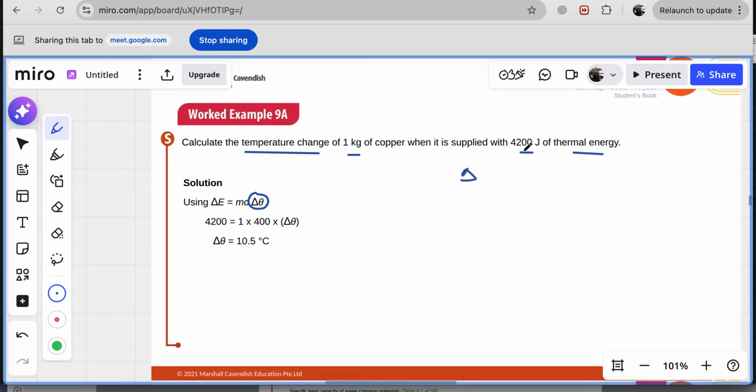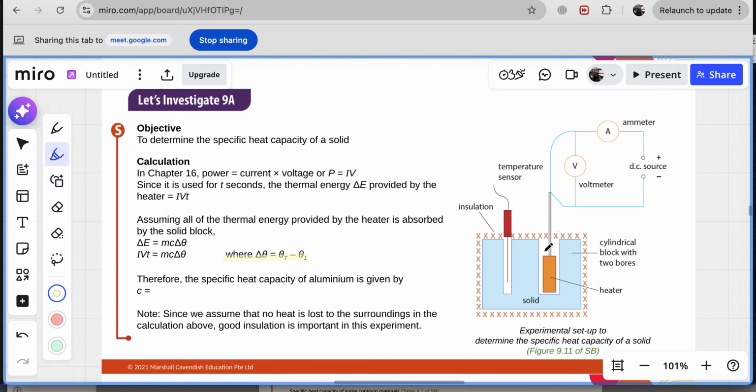First you write your objective, or you say the aim is to determine the specific capacity of a solid. We use the final temperature minus the initial temperature. From this temperature sensor, we're going to record the initial temperature and the final temperature. We're going to determine our power and our energy from here.